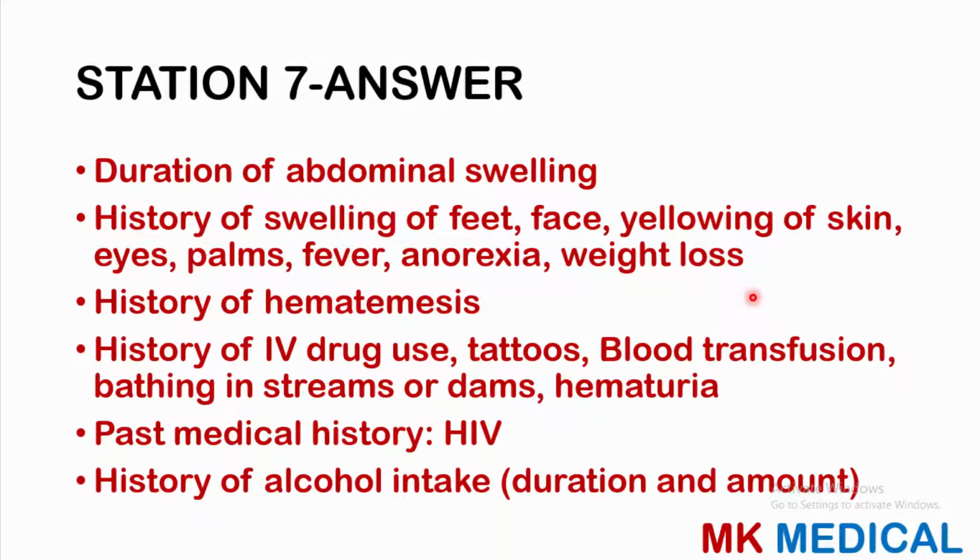And then you ask about any history of IV drug use, any tattoos that they got recently, any blood transfusions that they got recently, and if they have gone swimming in any streams or dams, or if there's any history of hematuria where you want to rule out schistosomiasis. You ask for a past medical history of HIV, or if at all they have been found with hepatitis. And then, of course, the history of alcohol intake, the duration, and the amount.